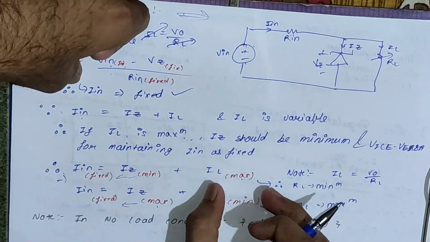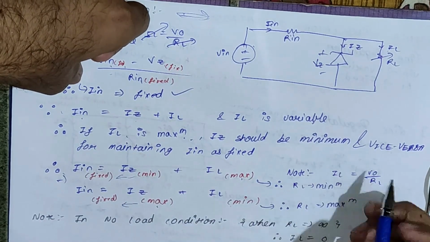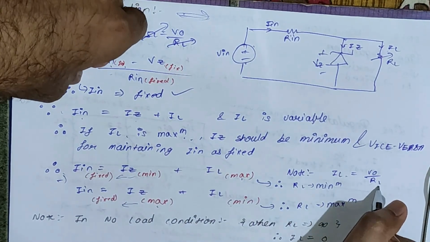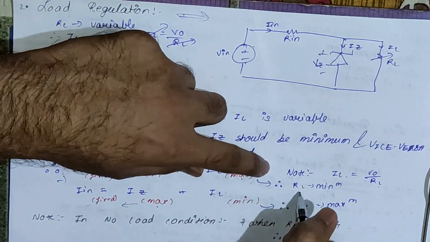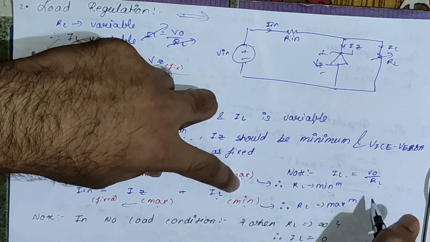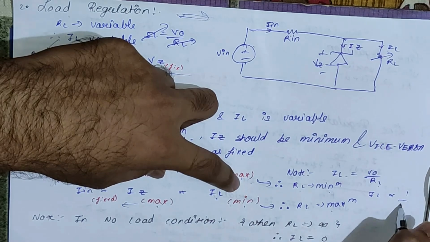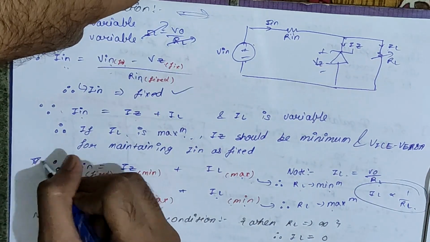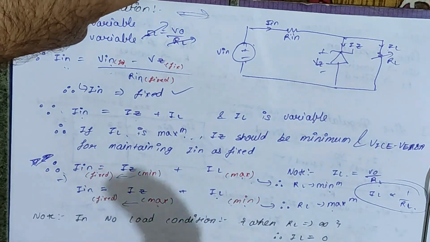And if you want the relation between IL and RL, we know that IL equals VO by RL. So if IL is maximum, then RL should be minimum. If IL is minimum, then RL should be maximum. Why? Because it is inversely proportional, right? So take note of these two conditions. This is very helpful to solve GATE problems.